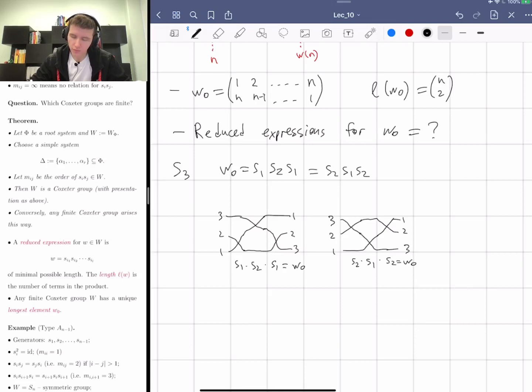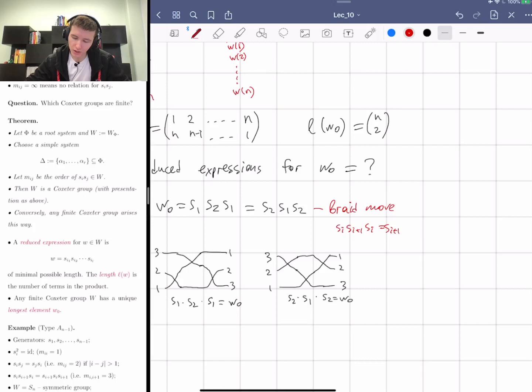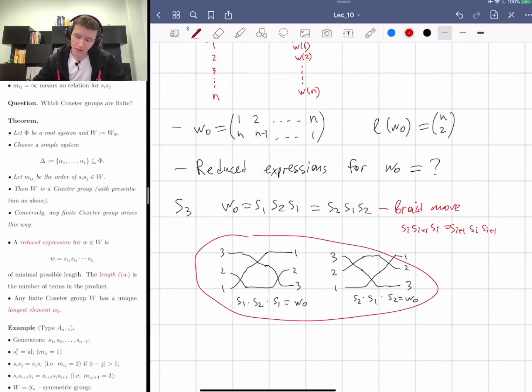Okay. Now let me go back to this question. Does this ring any bells? Okay, yeah, so this is a braid move. And so, yeah, that's correct. More generally, the braid move is like S_i, S_{i+1}, S_i equals S_{i+1}, S_i, S_{i+1}. And these two things are wiring diagrams.